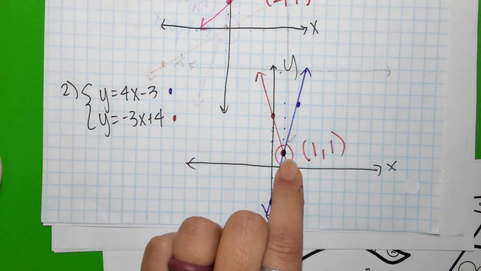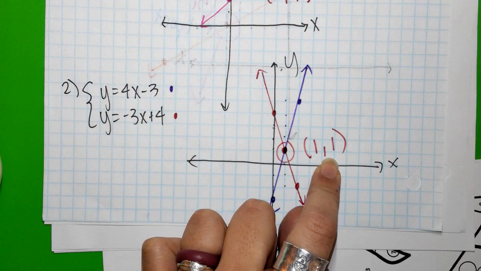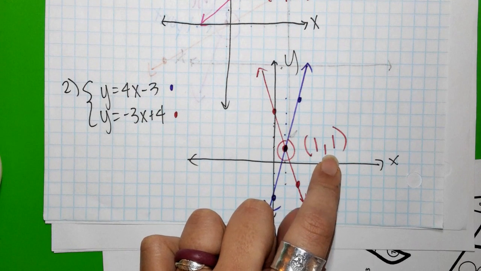Now, do you have to circle your dot and label your solution? Yes, do that.